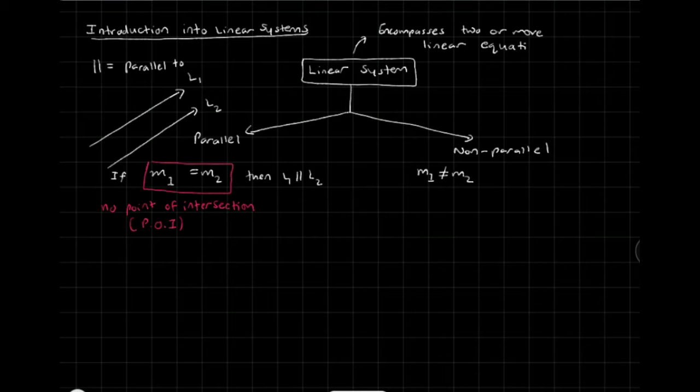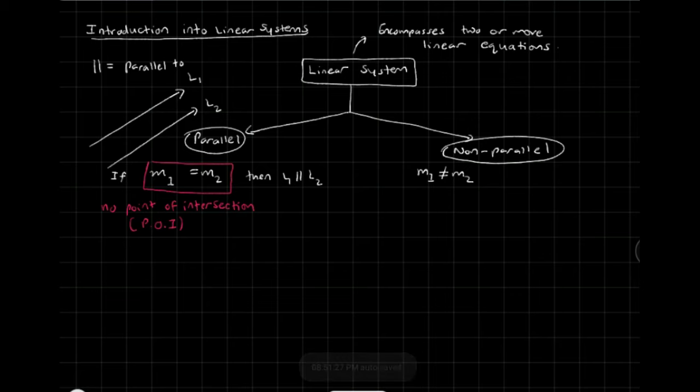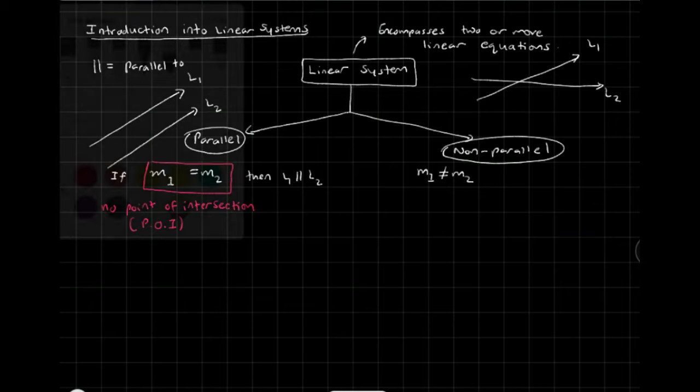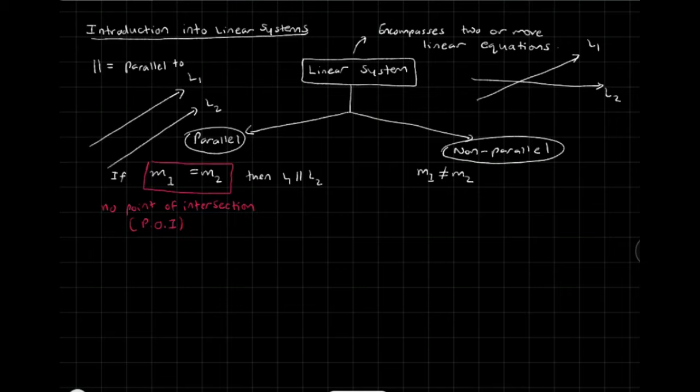Okay, so that's literally what a system is. It has multiple equations. Now, if we're looking at the case where the lines are non-parallel, then the slopes won't be the same. So if the slopes won't be the same, then line 1 and line 2, and let's say this is line 1, this is line 2, they'll eventually meet at a particular point. This point that they meet at, this point here, is called a point of intersection.